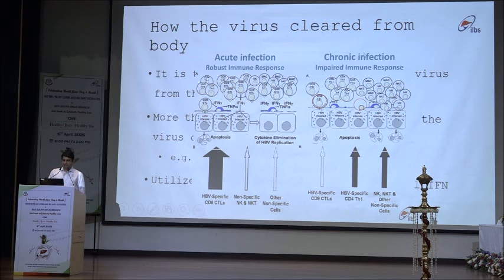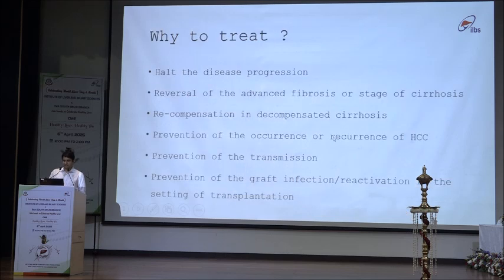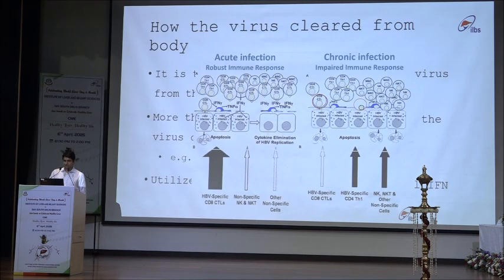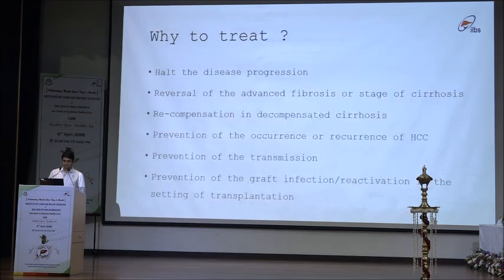On the other hand, in subjects with chronic hepatitis B virus infection, these CD8 cells get exhausted and they do not respond to the infected hepatocytes or hepatitis B virus DNA, and there is less clearance of the hepatocytes by apoptosis or interferon.